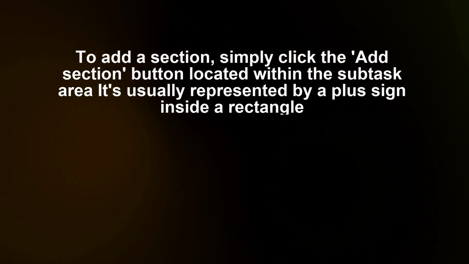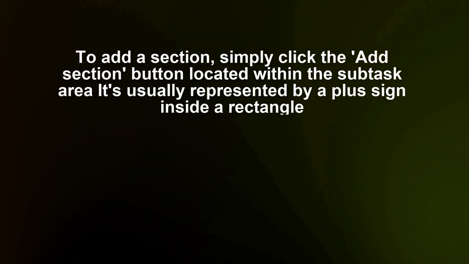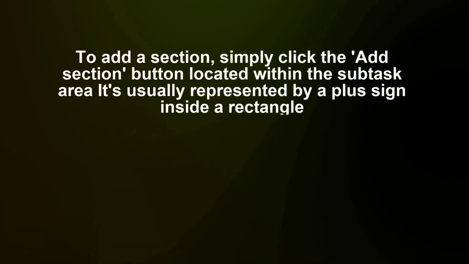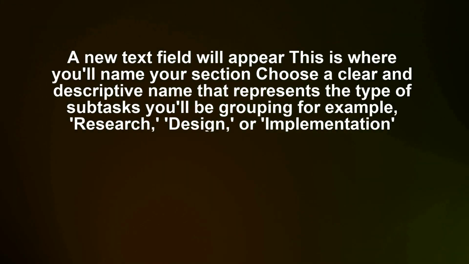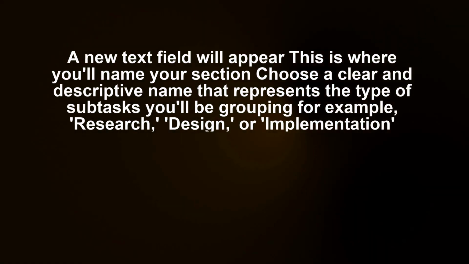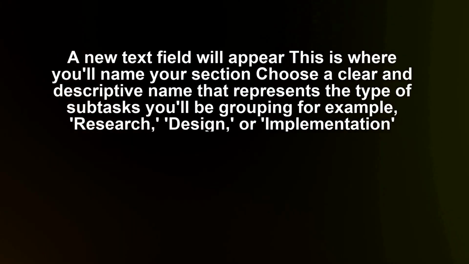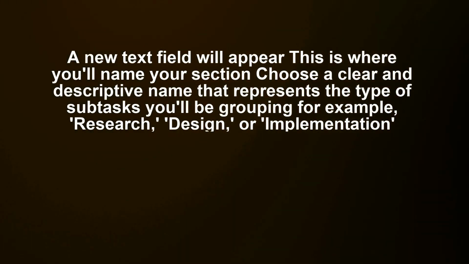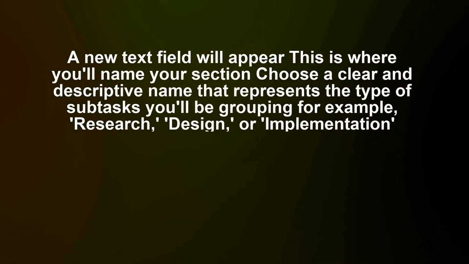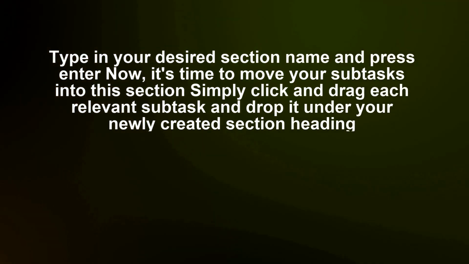To add a section, simply click the Add Section button located within the subtask area. It's usually represented by a plus sign inside a rectangle. A new text field will appear. This is where you'll name your section. Choose a clear and descriptive name that represents the type of subtasks you'll be grouping, for example, research, design, or implementation. Type in your desired section name and press Enter.